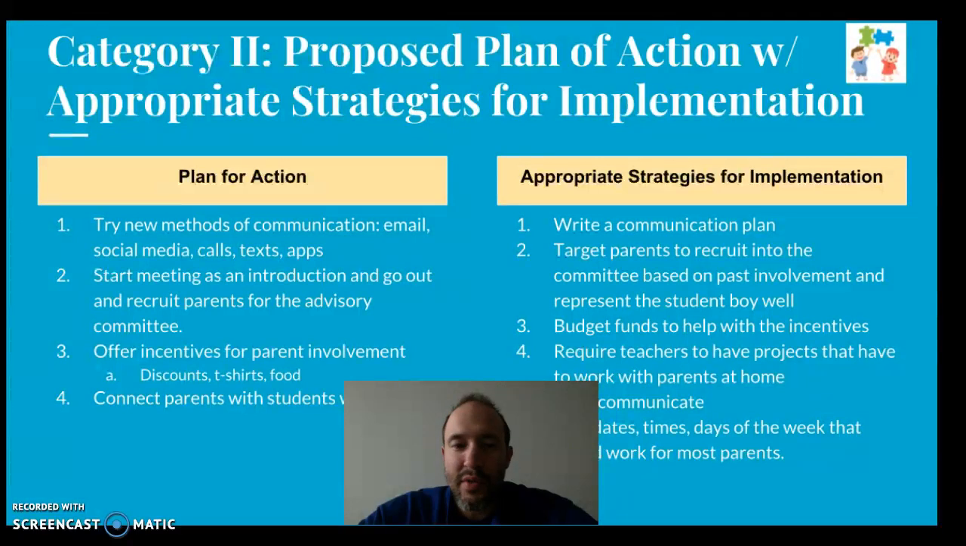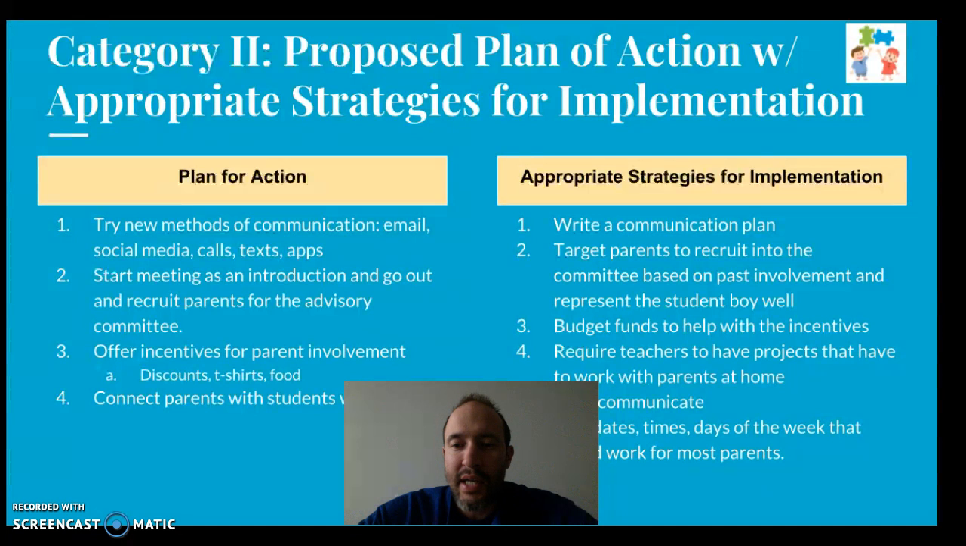Number 3, budget funds to help with those incentives we talked about. Some of those things don't cost a ton of money, and sometimes you can get things donated as well. So go out and try to figure that out. Number 4, require teachers to have projects to work with their parents at home. So again, this connects the student with the parent and combines their education. Whatever that might be, maybe they have to interview the parent. Maybe the parent has to read something and simply sign off. Whatever it might be, just get the parents used to working with their kids at home on school things.